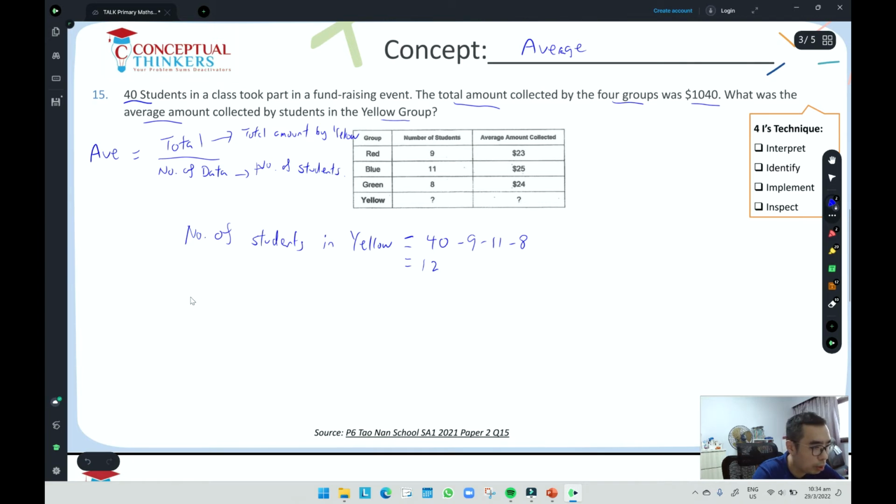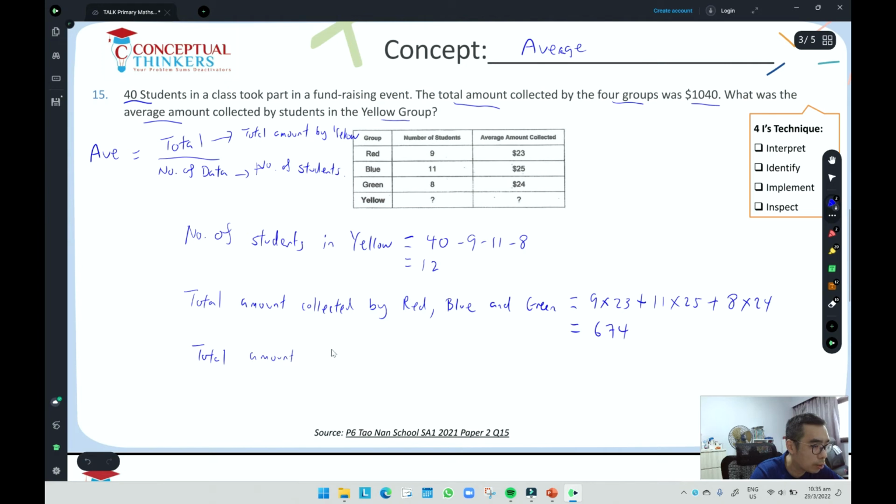Okay, then next let's calculate the total amount collected by yellow. Before we can do that, we need to calculate the total amount collected by the 3 other groups: red, blue, and green. So it will be 9 times 23. Since we know the average, we just take the average multiplied by the number of students. That will give me the total. Then we add 11 times 25, and we do another addition of 8 times 24. So this will give me $674.